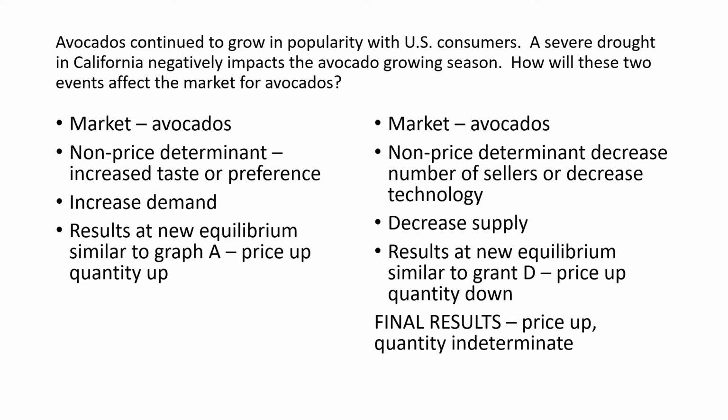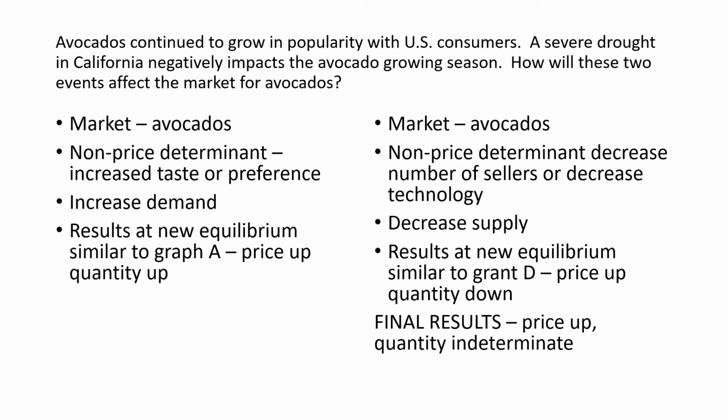So in both the supply and the demand scenario, we're analyzing the same market, avocados. Let's look at the scenario on the left first. Avocados become more popular, market: avocados, the non-price determinant. This is an increase in the taste or preference for avocados. How will this ultimately impact the market? It will increase demand. What's the result of the new equilibrium? Well, this will be similar to graph A. Price will go up, quantity will go up as well.